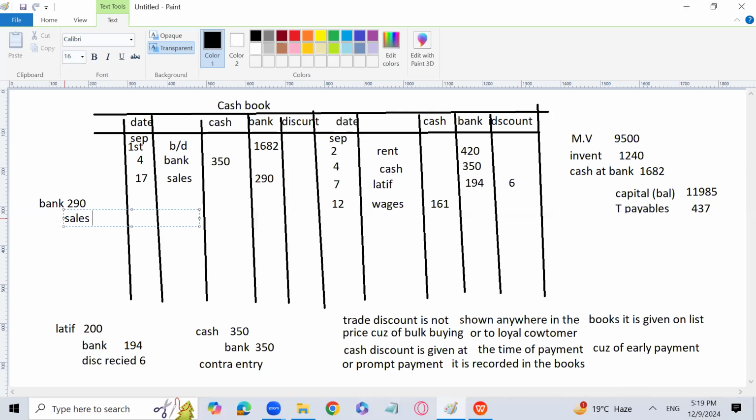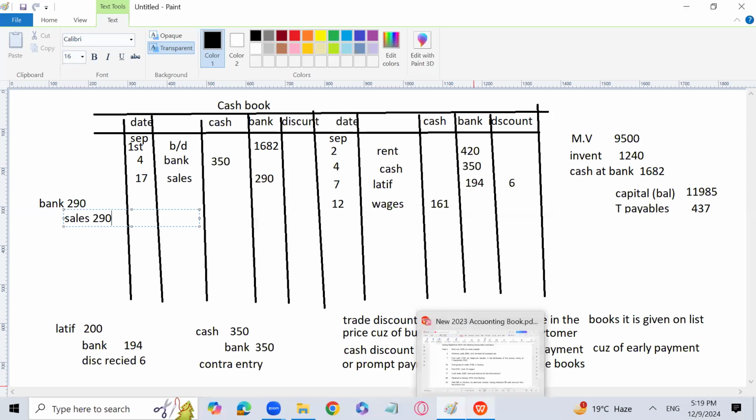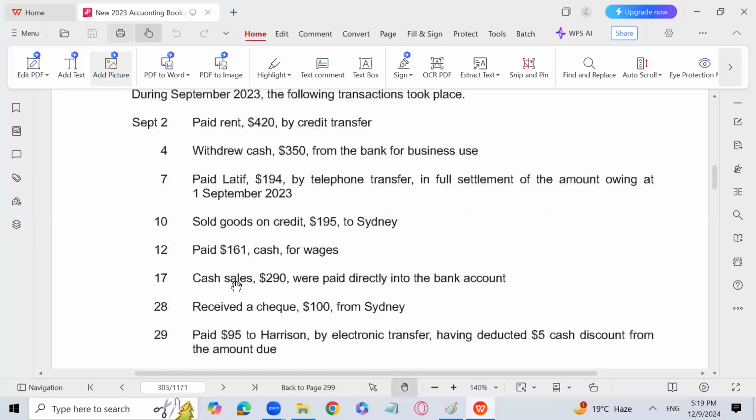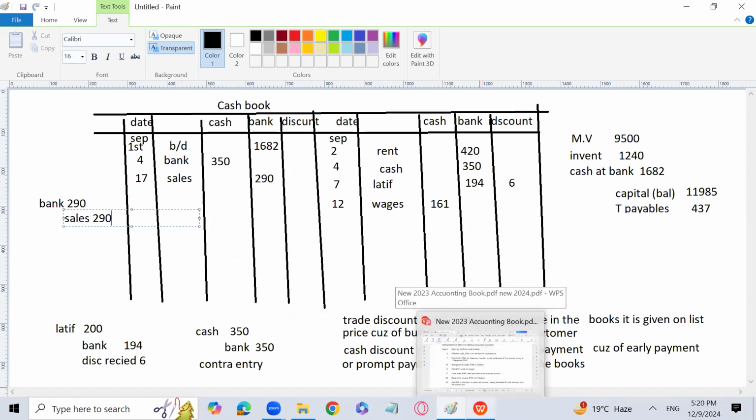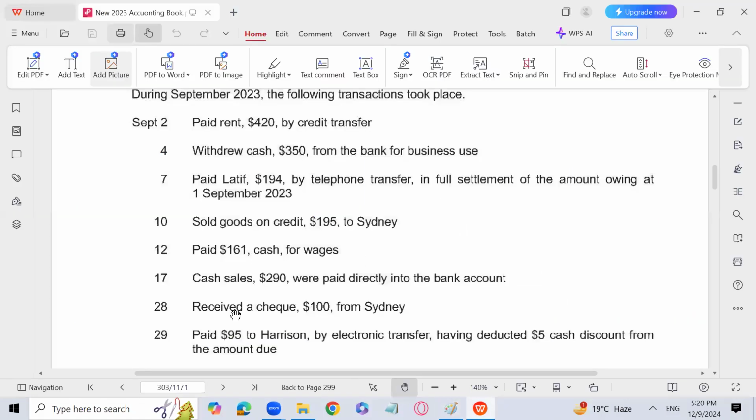Actually, what happened is that you first received the amount as cash sales, cash debit and sales credit, and then you put it into the bank, so bank debit and cash credit. But you can go for the combined entry. Cash sales 290 were paid directly into the bank, so you can pass the entry bank debit and sales credit. So bank is debited by 290 with reference to sales on 17th September. Okay, right. So it's quite easy. Cash book is quite easy.